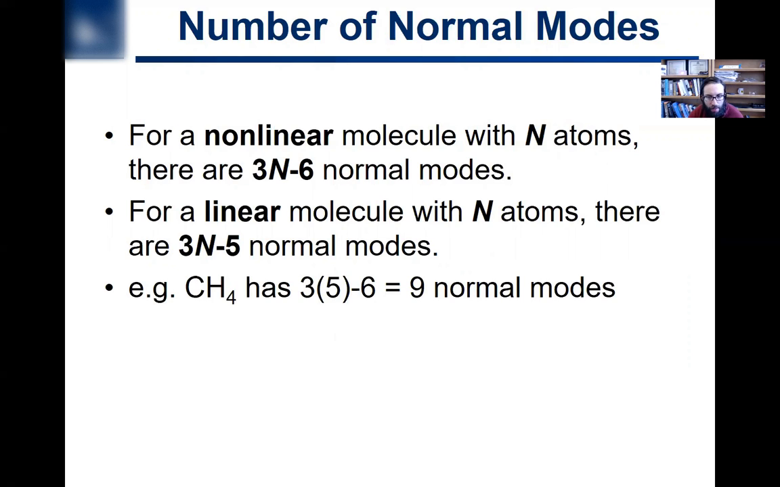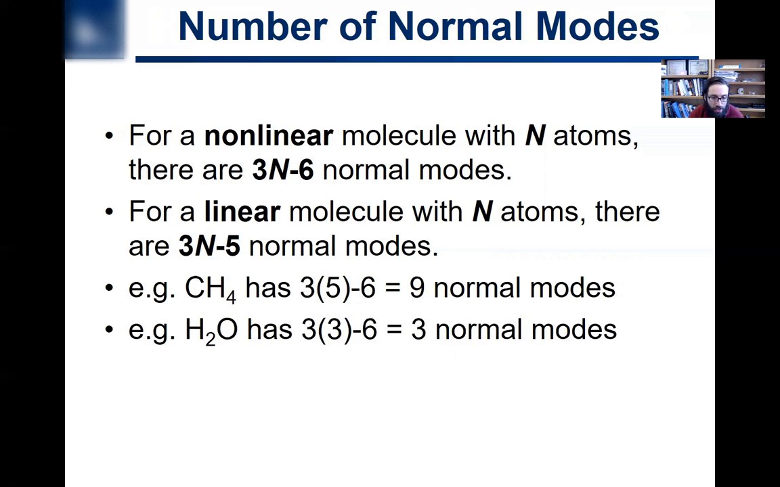So as an example, methane has 9 normal modes. Why? Well, it's not a linear molecule, so you use the 3n-6 formula. It has 5 atoms, 1 carbon and 4 hydrogen. So 3 times 5 minus 6 is 9. So it's going to have 9 normal modes.